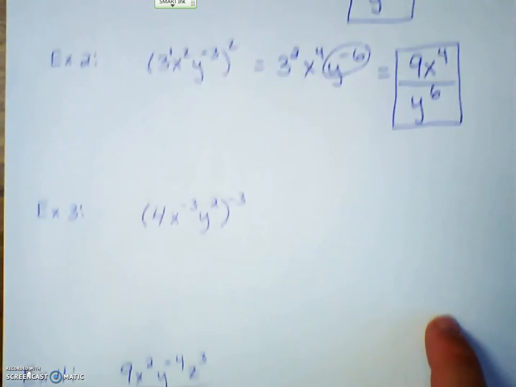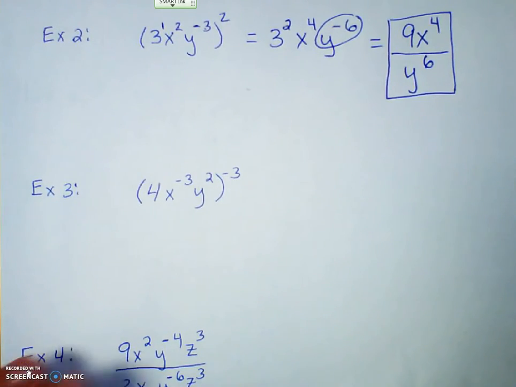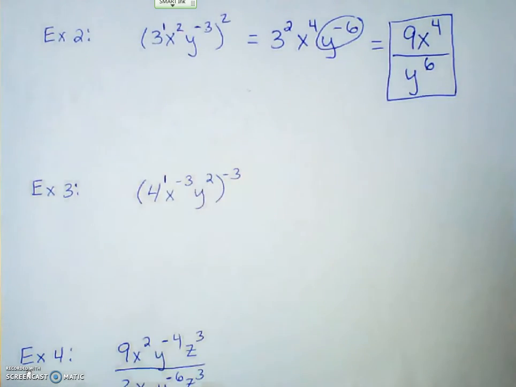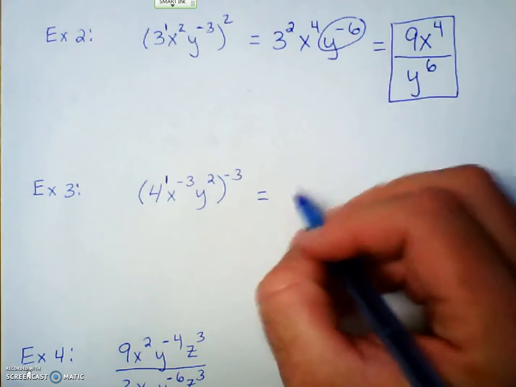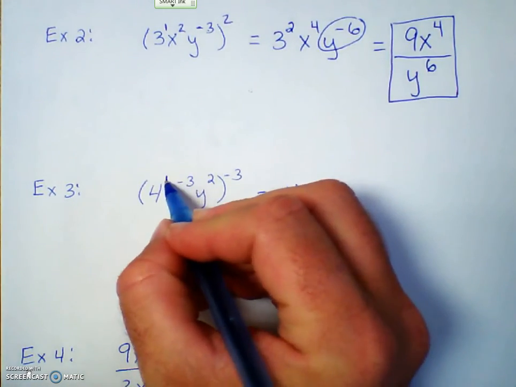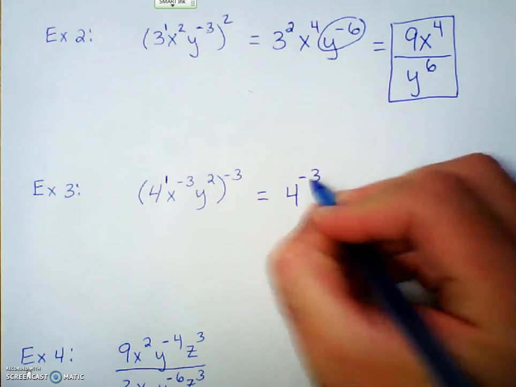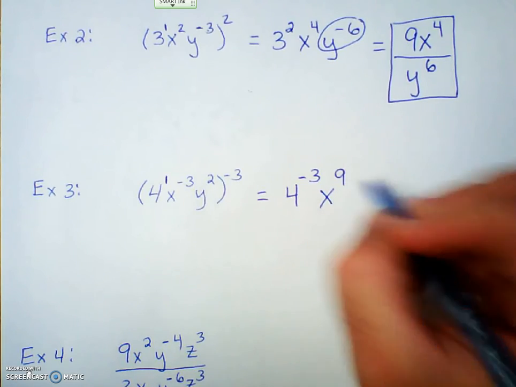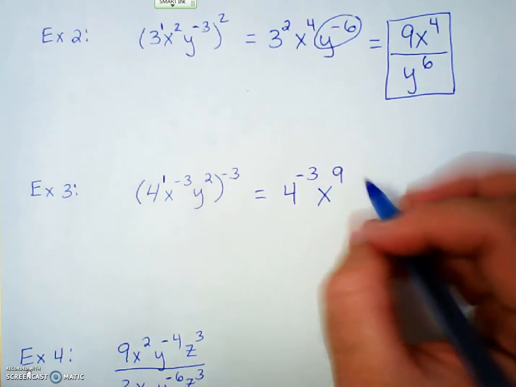Alright, example 3 is another question similar to example 2. The only difference is the outside exponent is negative. You really don't do the problem any differently. This 4 still has an exponent of 1, so you're going to multiply all of your exponents together. 1 times negative 3 is negative 3. Negative 3 times negative 3 is a positive 9. 2 times negative 3 is negative 6.